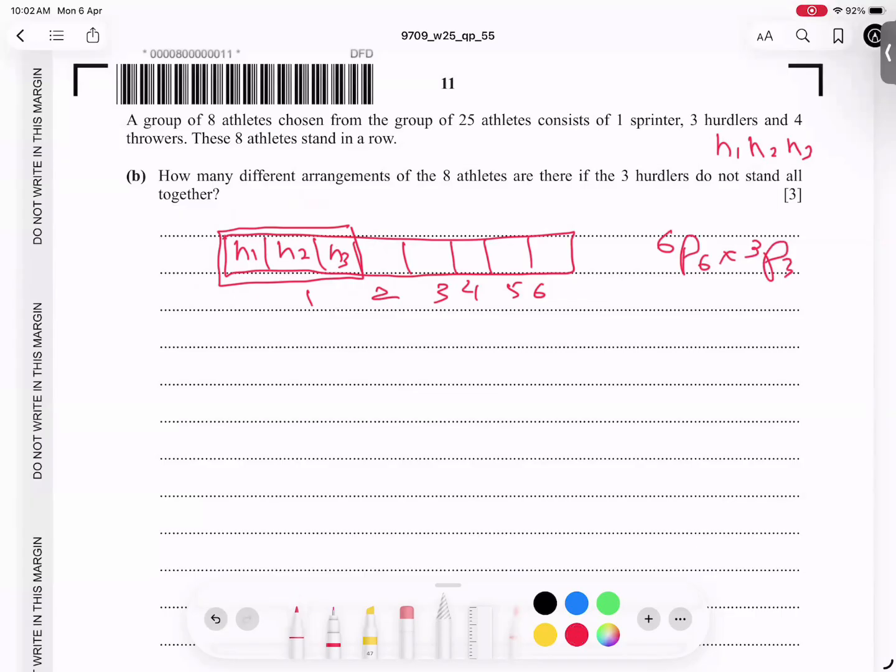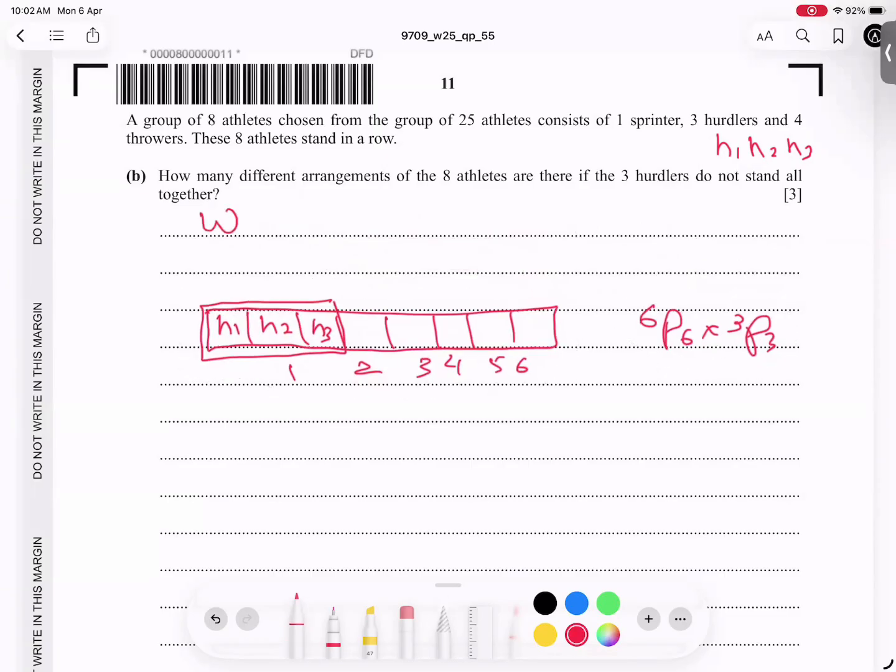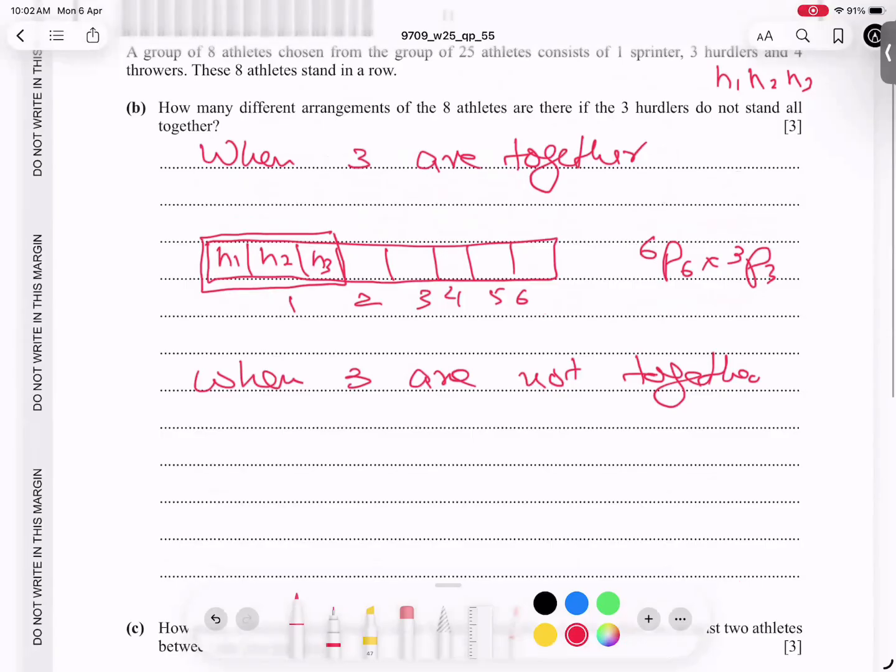So when they are together, let me write a title here. When the 3 are together, this is the answer. But when the 3 are not together, it means they are separate from each other. The total options are 8P8. Subtract this answer, 6P6 into 3P3. If we type it in the calculator, the answer turns out to be 36,000, sorry, triple zeros are there.